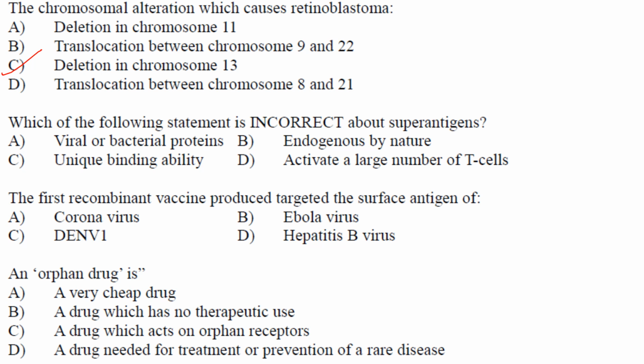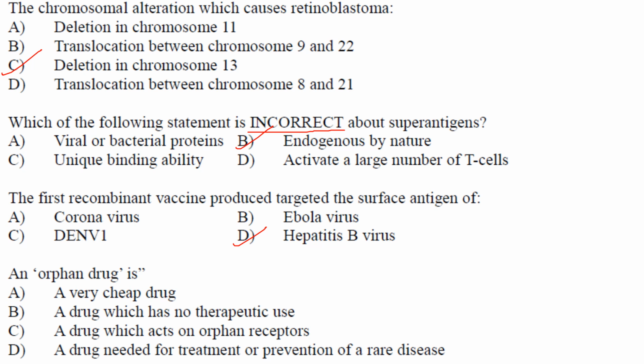Then next one. Which of the following statements is incorrect about superantigens? Okay. Viral or bacterial proteins? Yes. Endogenous in nature? They are not endogenous, they are exogenous in nature. So B is your right answer. Unique binding ability activates a large number of T cells. So that's also correct. Then the first recombinant vaccine produced targeted the surface antigen of hepatitis B virus. Answer is option D. That was the first recombinant vaccine.